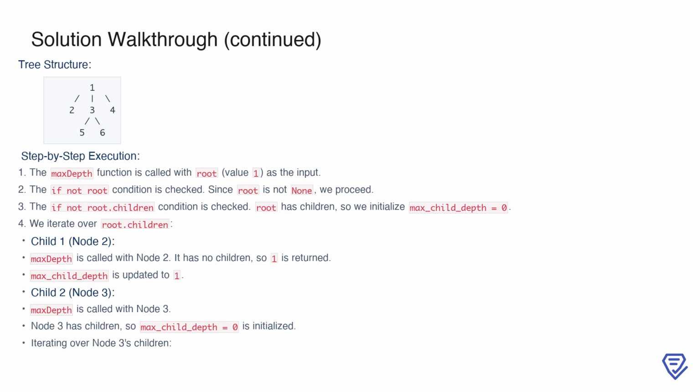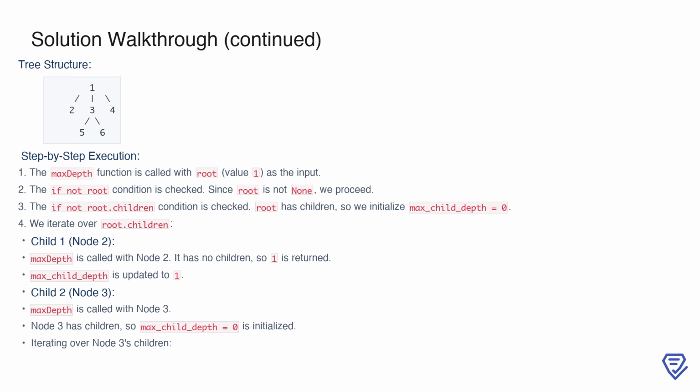Now, let's examine a more complex tree with multiple levels. The root node has the value 1 and 3 children, nodes 2, 3, and 4. Node 3 also has its own children, nodes 5 and 6. The max depth function begins by checking if the root is null, which it isn't, so we continue. Since the root has children, we initialize a variable max_child_depth to 0. We then iterate over each child of the root. For the first child, node 2, we call maxDepth. It has no children, so the function returns 1, and max_child_depth is updated to 1.